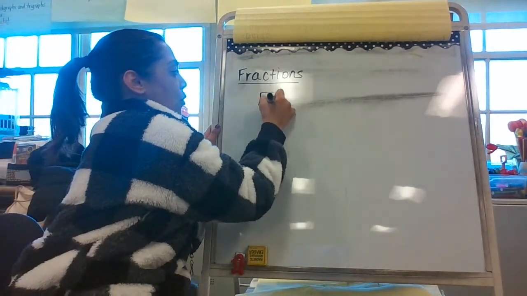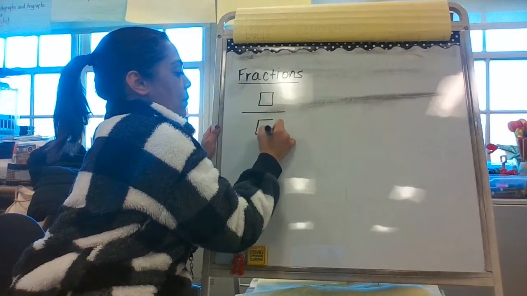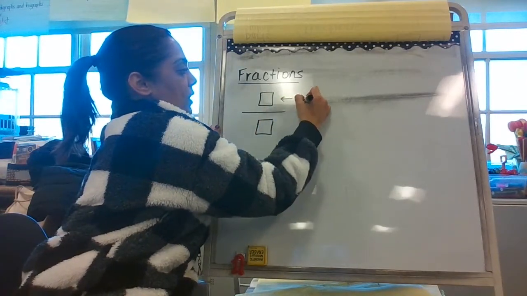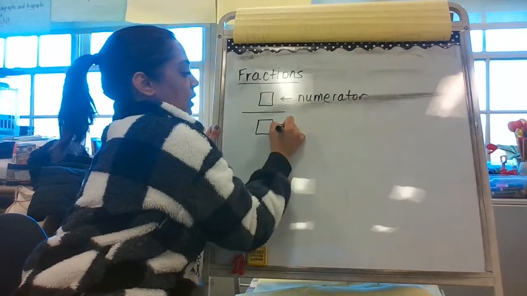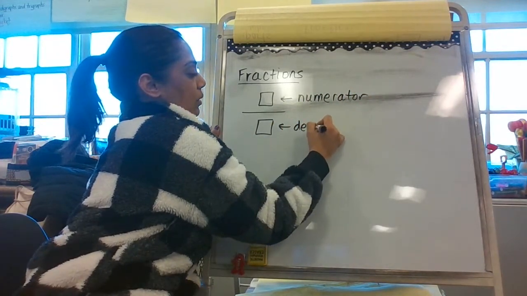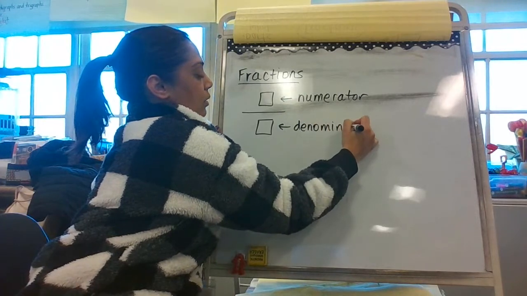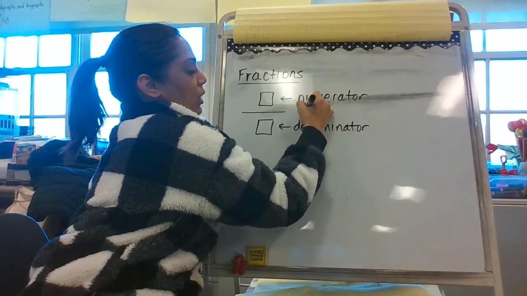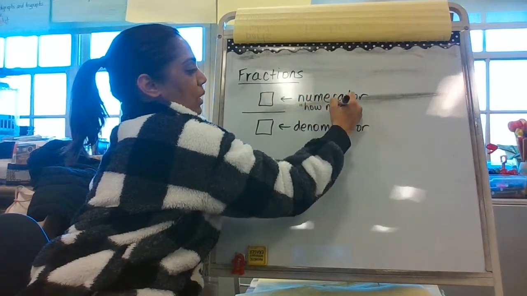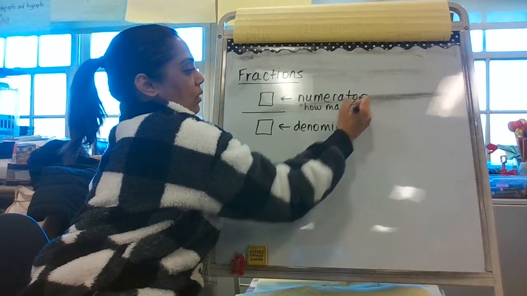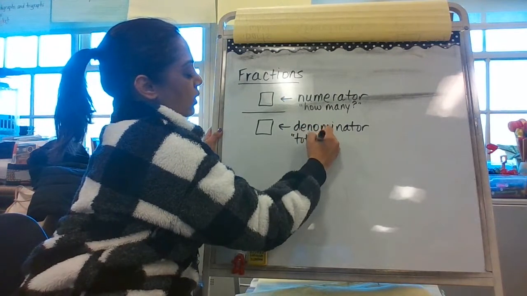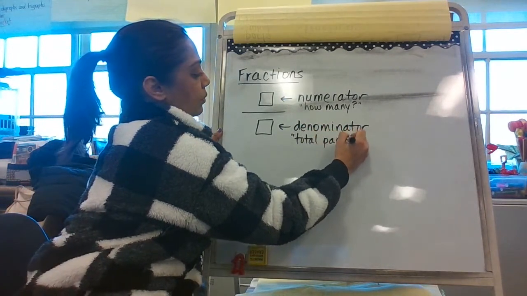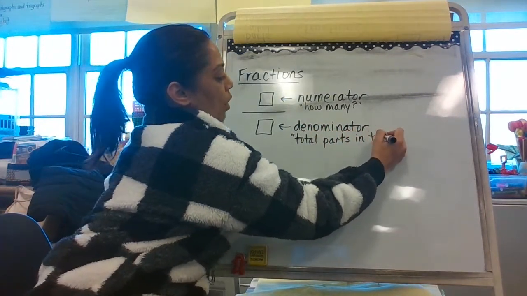So we know that fractions usually have a number at the top and the bottom. We identify that this is a numerator. This is a denominator. Numerator usually is we count how many, right? We're thinking about those parts. Okay, and denominator is the total parts in the whole.